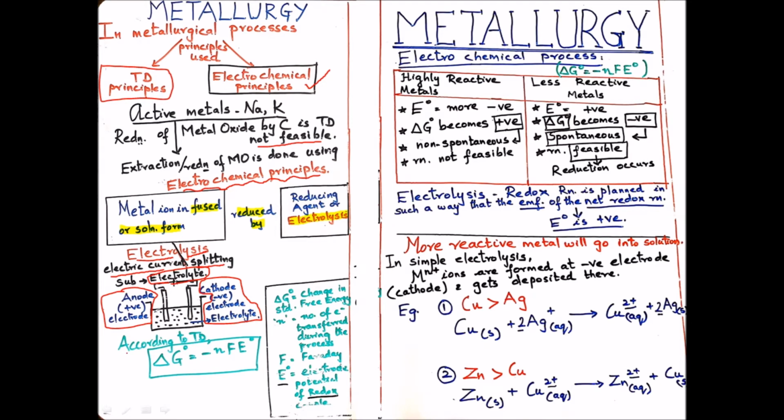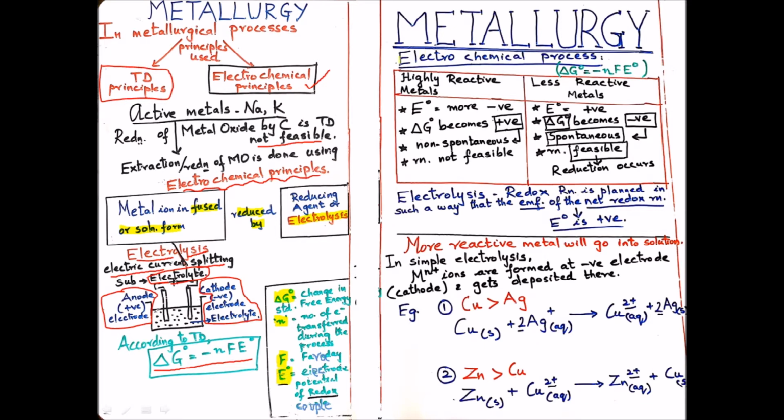According to thermodynamics, change in the Gibbs free energy delta G for the electrolysis process is given by delta G naught is equal to minus nFE naught, where delta G naught is the change in the standard free energy. n stands for the number of electrons transferred during the reaction, and F stands for Faraday, which is a constant, and E naught is the standard electrode potential of the redox couple.